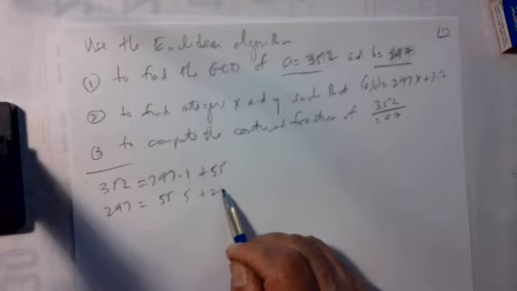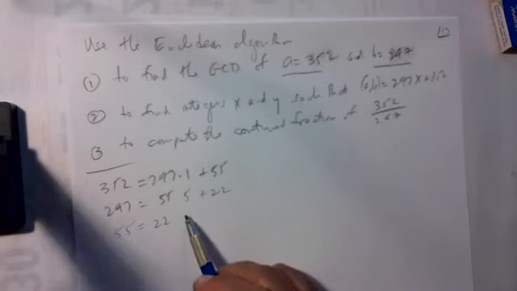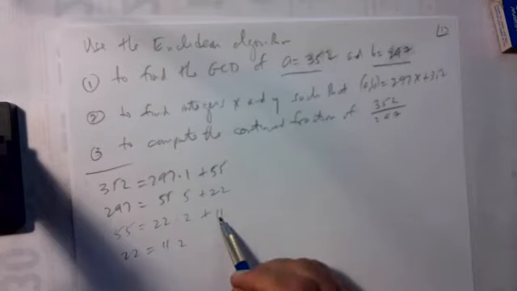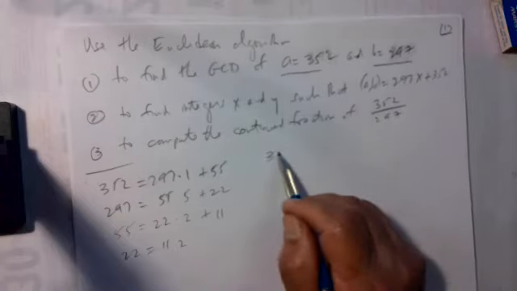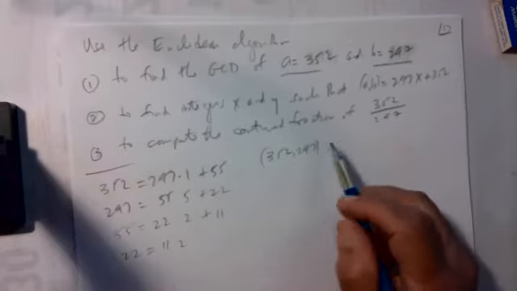22. Okay. And then you divide 55 by 22. And what is the quotient? 2. And the remainder? 11. And you divide 22 by 11. What is the quotient? 2. And the remainder? 0. So the last positive remainder is 11. So the greatest common divisor of 352 and 297 is 11.